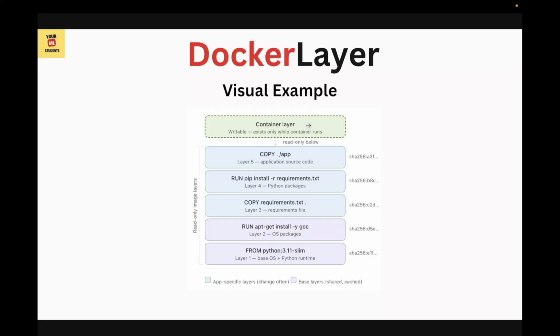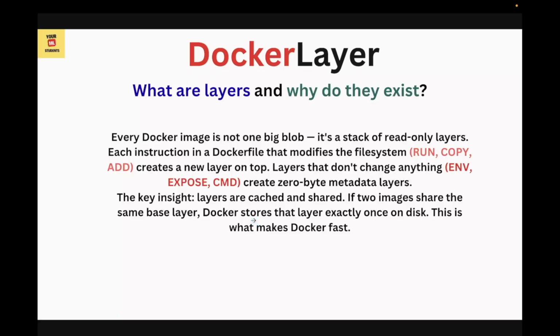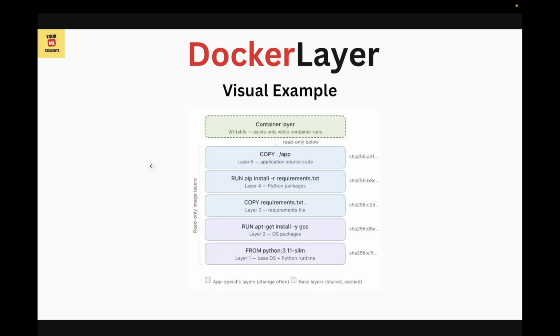Since my container was running, I was able to see all these layers. Commands like RUN, COPY, ADD, as I have explained here, always create a new layer inside your Docker image. That's why it was happening like that. I hope you have understood.